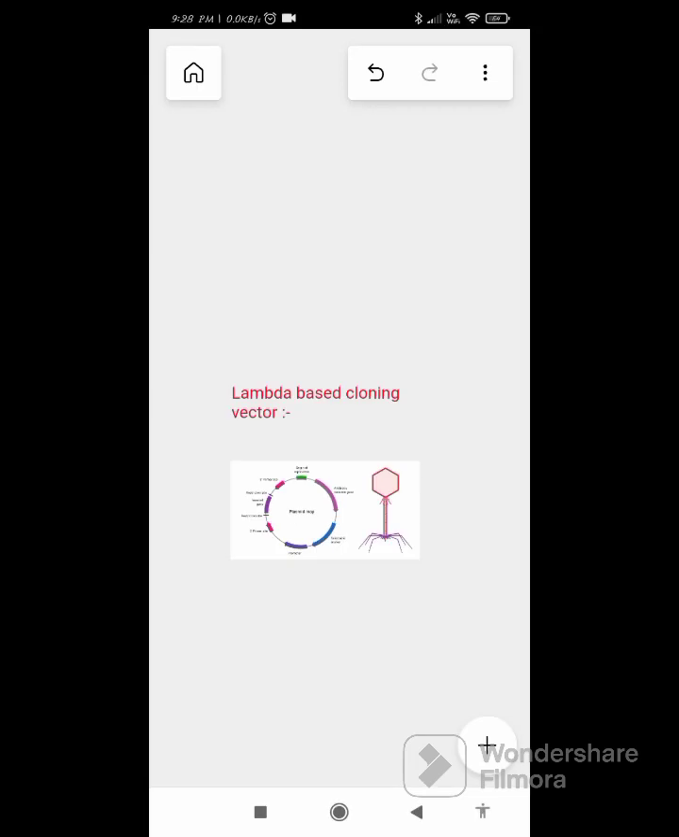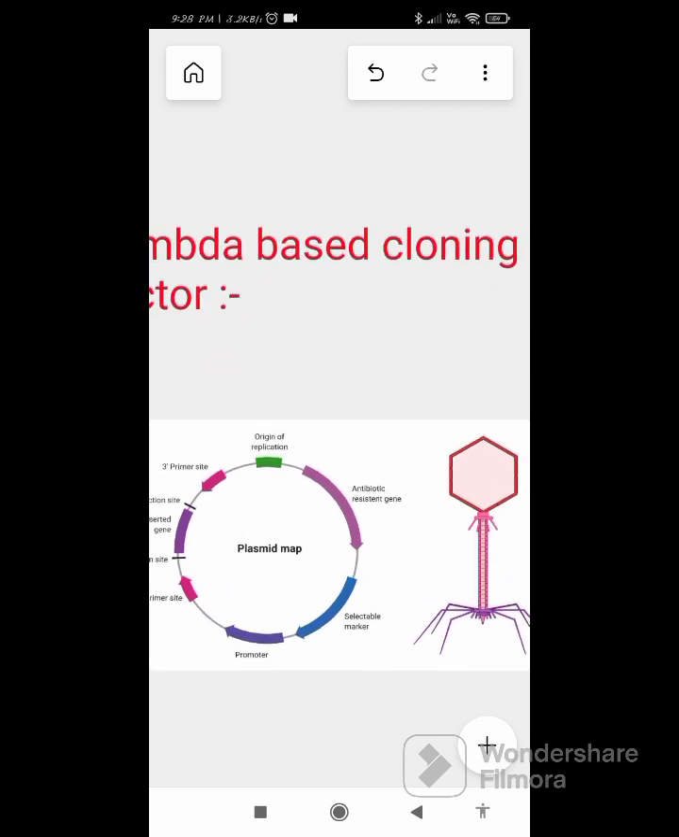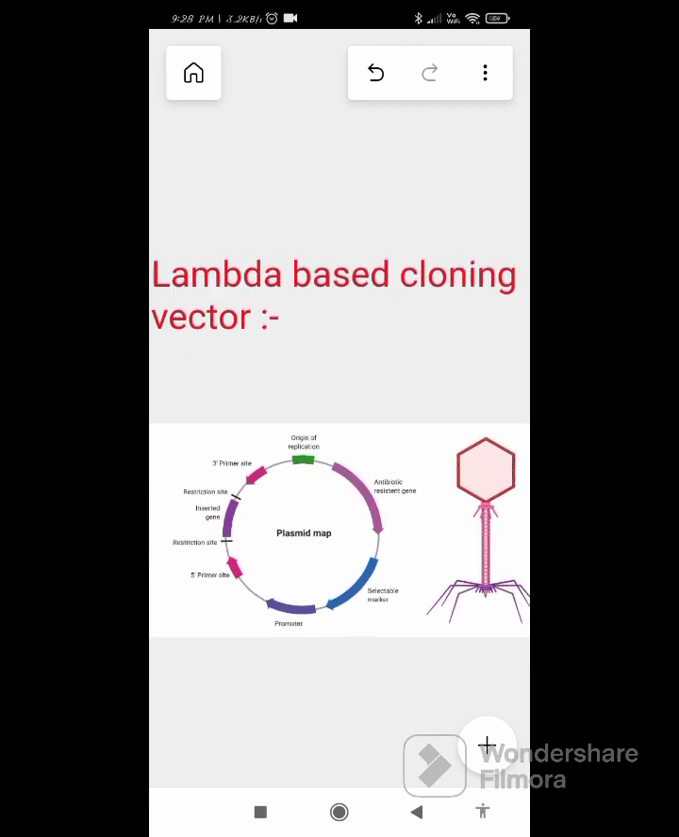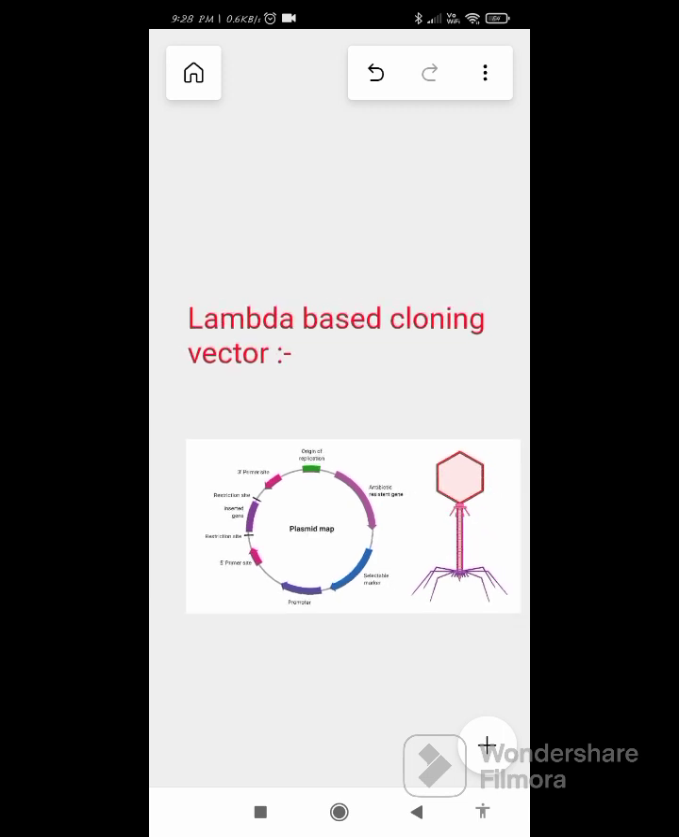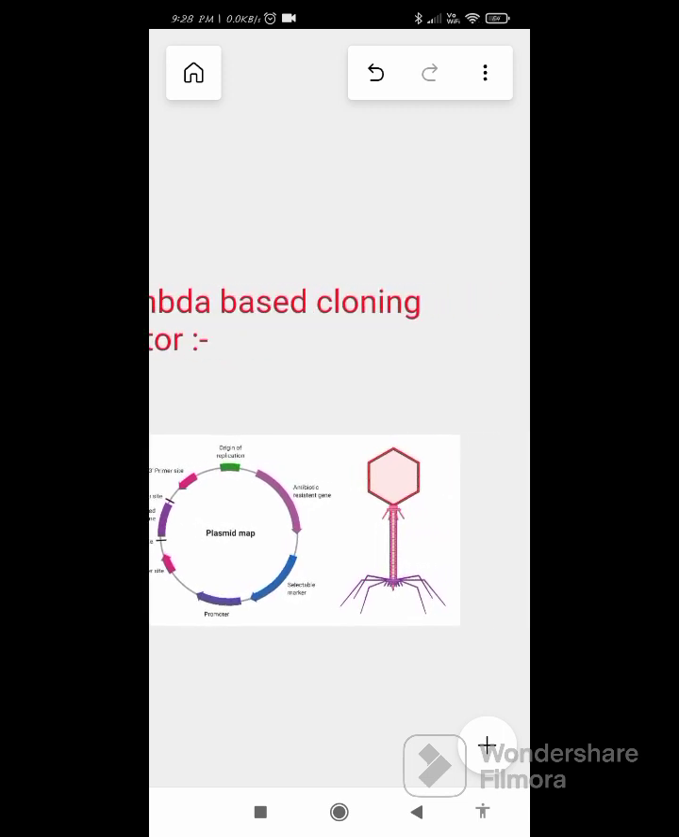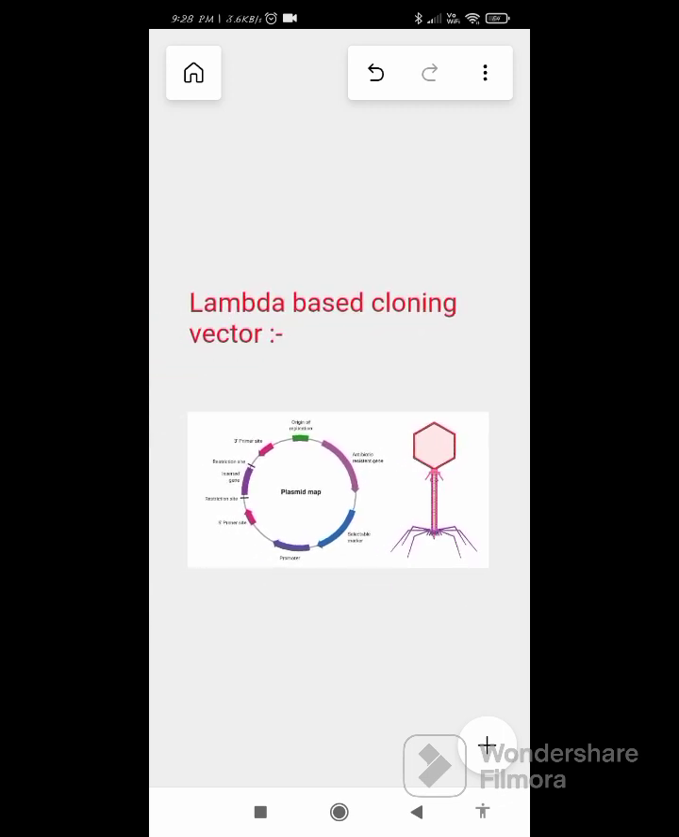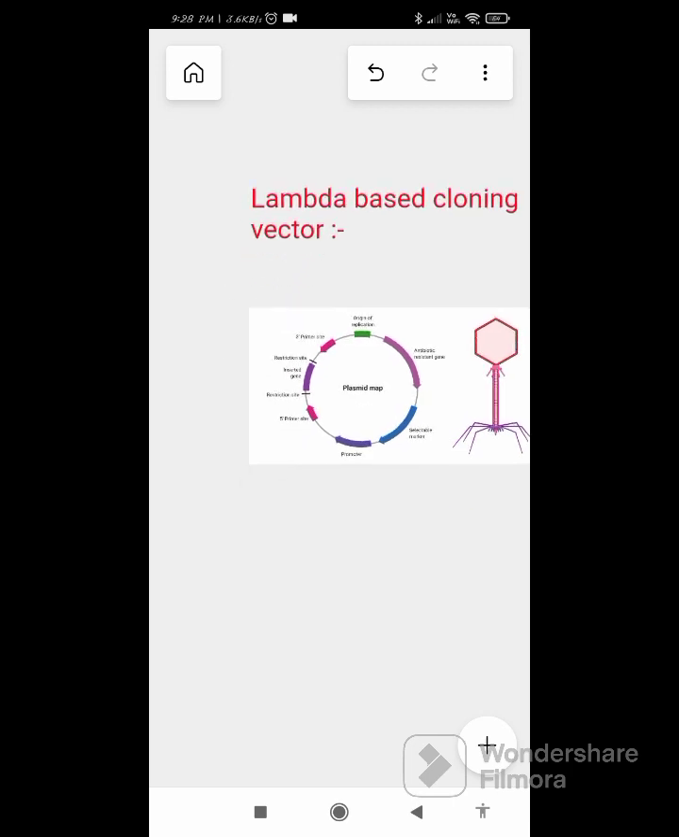Today we are going to talk about lambda based cloning vector. In the last segment we talked about M13. It is also a type of bacteriophage. Lambda is another type of bacteriophage, Lambda Bacteriophage. Here we can see a typical lambda cloning vector. It has ori and different sites.